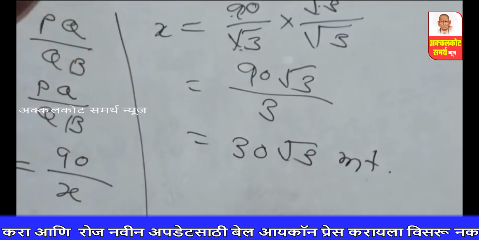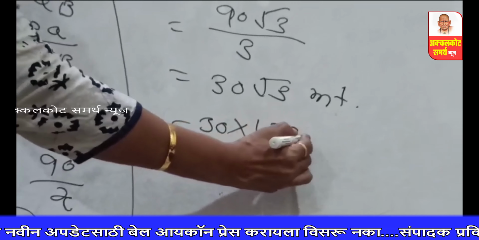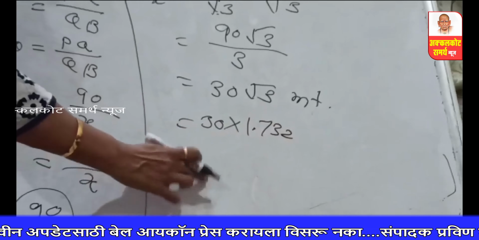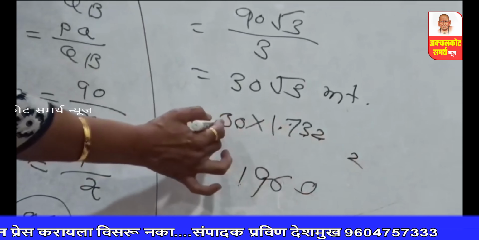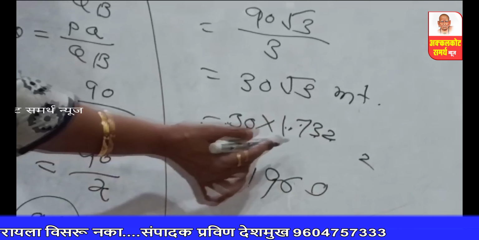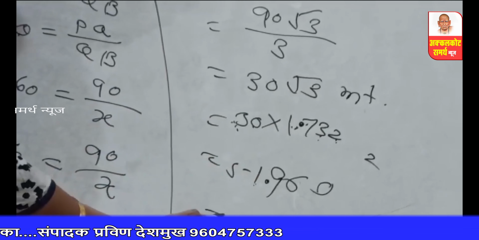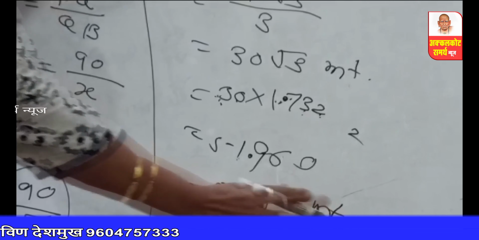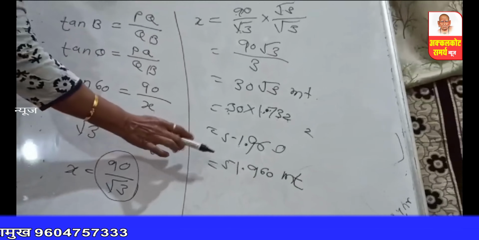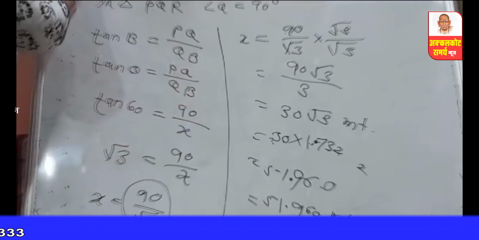But now, the root 3 value we have to put. So 30 into 1.732 you take. Multiply this. 0. 3 twos are 6, 3 threes are 9, 3 sevens are 21, 2 carry. 3 ones are 3 plus 2, 5. 1 2 3. Then the decimal is there. See, 1 2 3. So your distance is 51.960 meters. Meaning that the ship is at 51.960 meters away from the lighthouse.